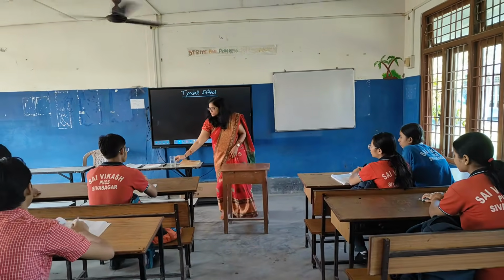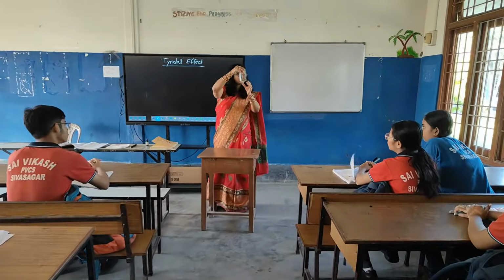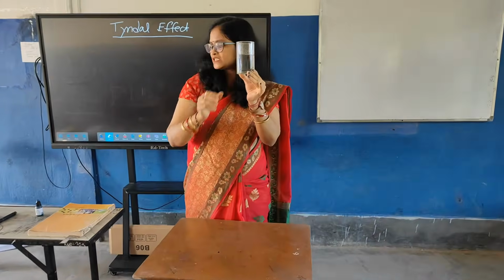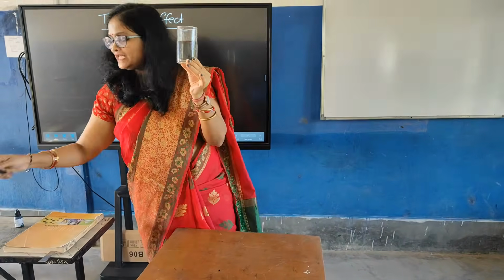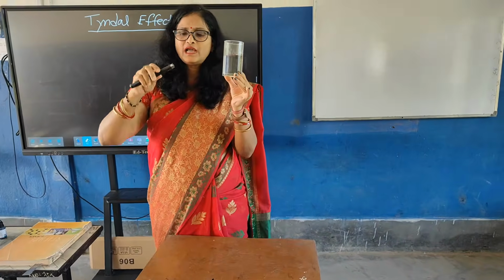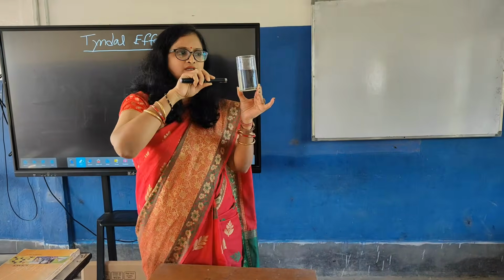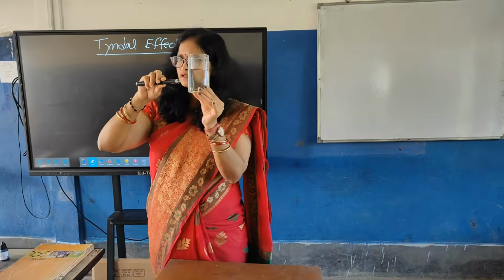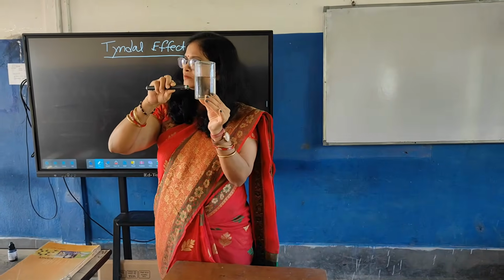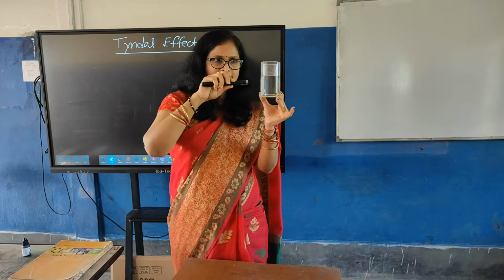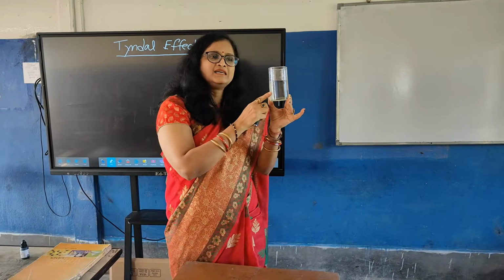Okay, now see. This is a glass of water, a clear glass of water. In this clear glass of water, if I switch on a beam of light, are you able to see the path of the light inside this water? It is not visible. The path of light is not visible. See, is the light beam visible inside the water? No, it is not visible because this water is clear.